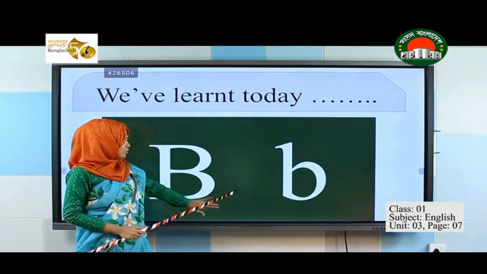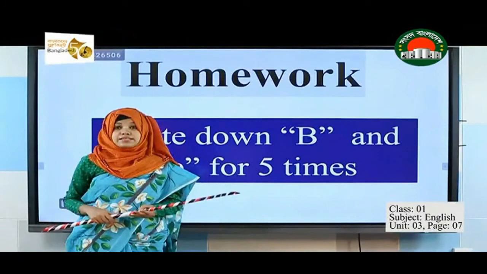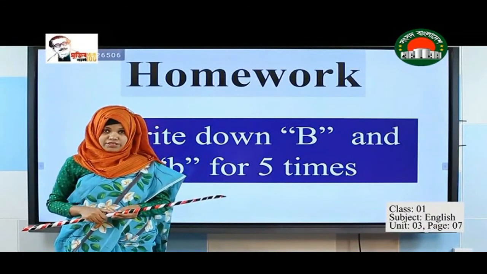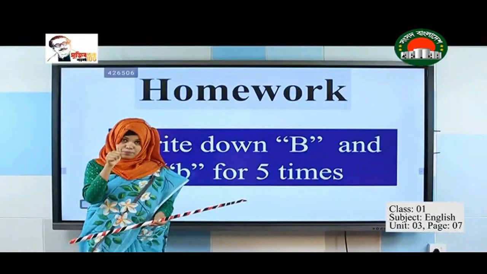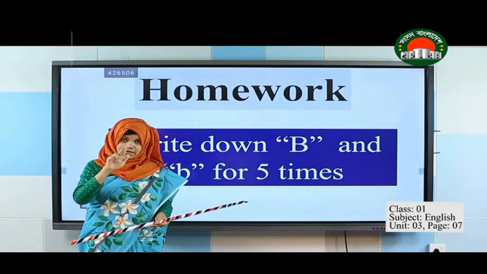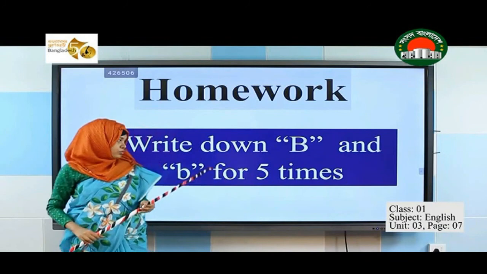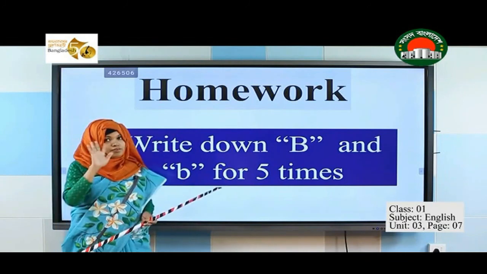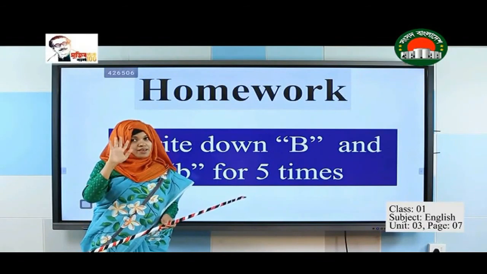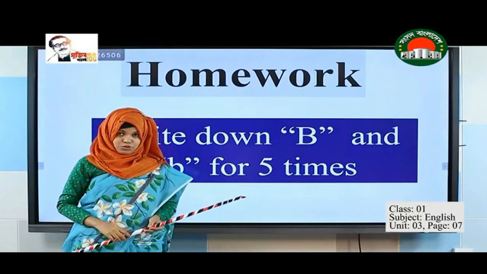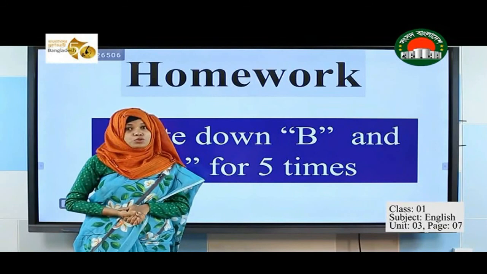Okay? So, now it's your turn to do your homework. Dear students, you have to write down capital B 5 times: B, B, B, B, and B. And you have to also write down the small b 5 times: b, b, b, b, and b. Okay? So, when your school is open, you will show it to your class teacher.